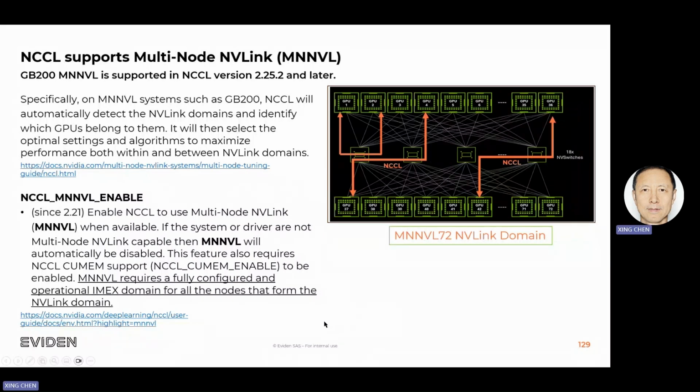Okay, this is the last part of Section 6. What we are going to discuss very briefly is that NCCL supports multi-node NVLink. So we know we can do peer-to-peer memory access for MNVL domains.